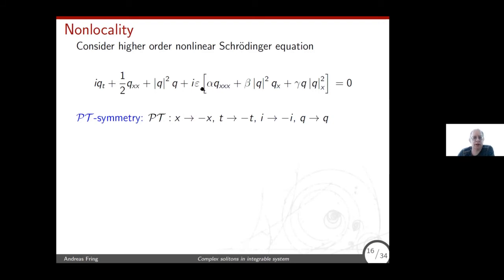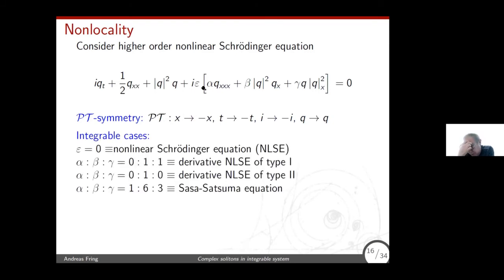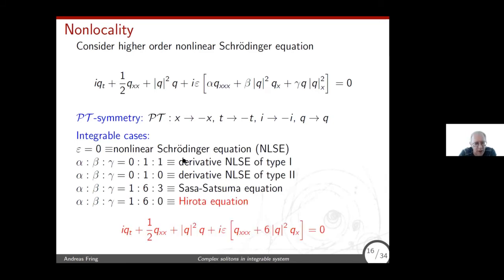So this is a higher order nonlinear Schrödinger equation, and it's known. So when epsilon is 0, we recover the Schrödinger equation, and when the constants here are in particular ratios, we get a set of known integrable systems. And the system I want to look at here is when we take the alpha beta gamma ratio to be 1:6:0, then we get what is known as the Hirota equation. So that's the equation we want to study here.